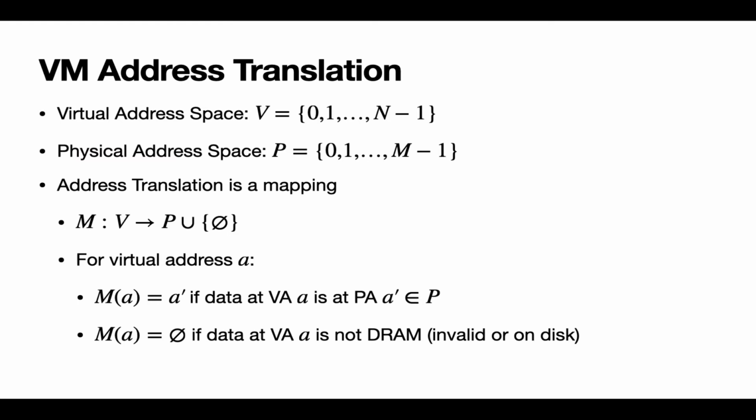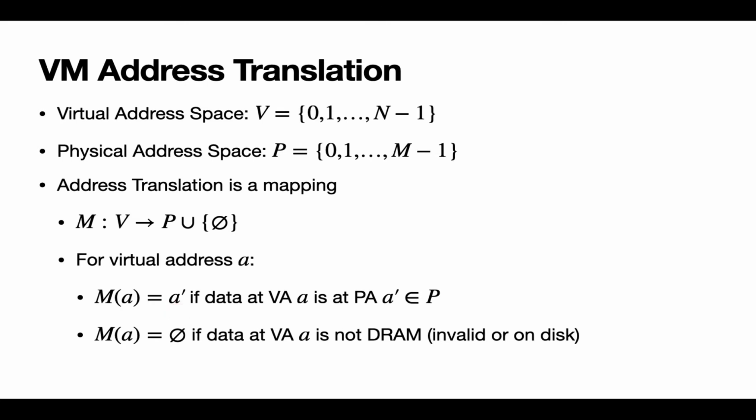The translation between virtual and physical memory is really just a mapping, as I'm showing here, a mapping called M that takes the virtual address space into the union of the physical address space and an empty address that I'm showing here as the empty set symbol. For some virtual address A, we'll see that in most cases the mapping of A is going to give us a value A prime that's going to be part of the physical address space if the data at the virtual address A is in physical memory at address A prime.